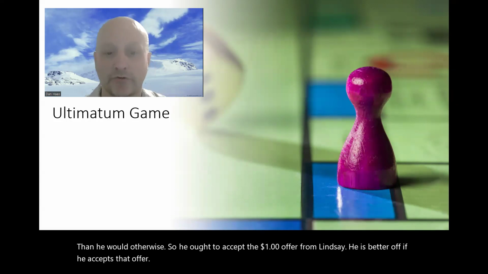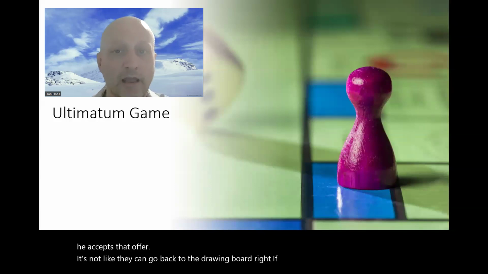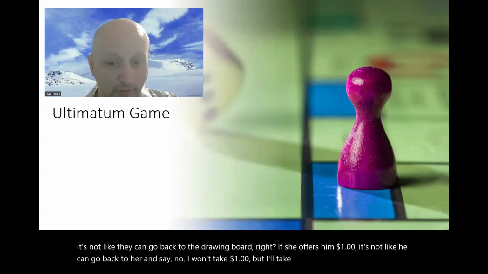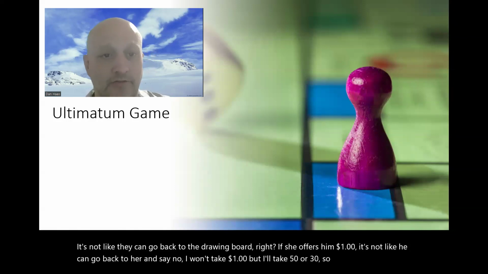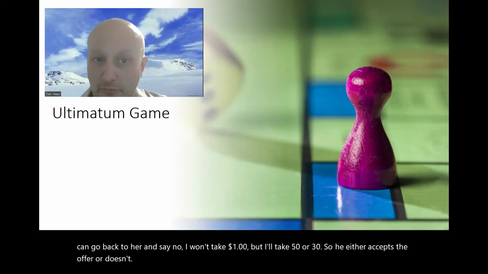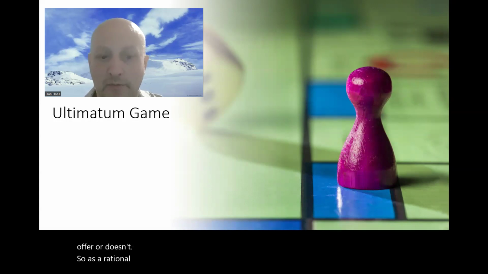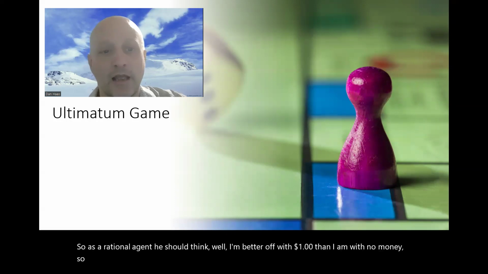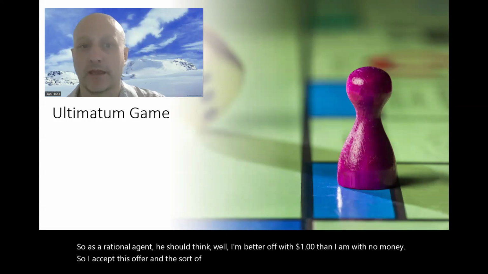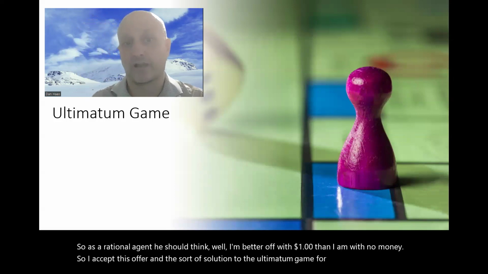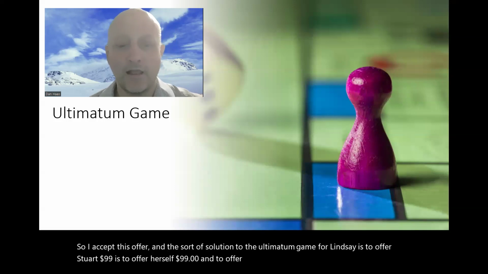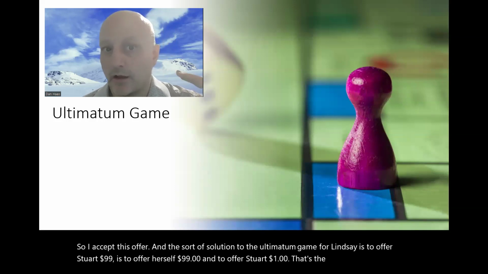It's not like they can go back to the drawing board, right? If she offers him $1, it's not like he can go back to her and say, no, I won't take $1, but I'll take 50 or 30. So he either accepts the offer or doesn't. So as a rational agent, he should think, well, I'm better off with $1 than I am with no money, so I accept this offer. And the solution to the ultimatum game for Lindsay is to offer herself $99 and to offer Stuart $1. That's the ideal solution under classical economics.